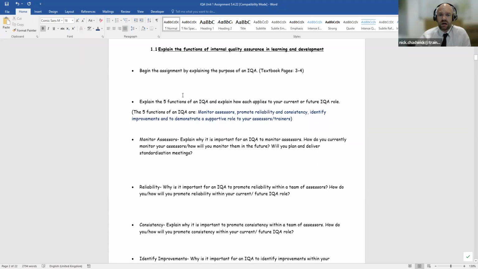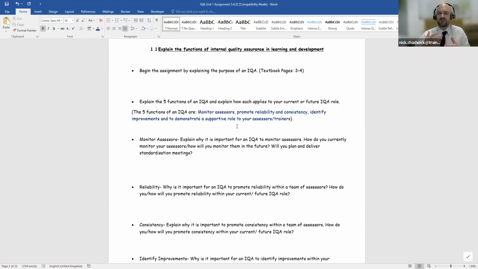Okay. Now, after you have explained the purpose of an IQA, you are now required to explain the 5 functions of an IQA and explain how each applies to your current or future IQA role. Okay. Now, there are 5 main functions of an IQA.